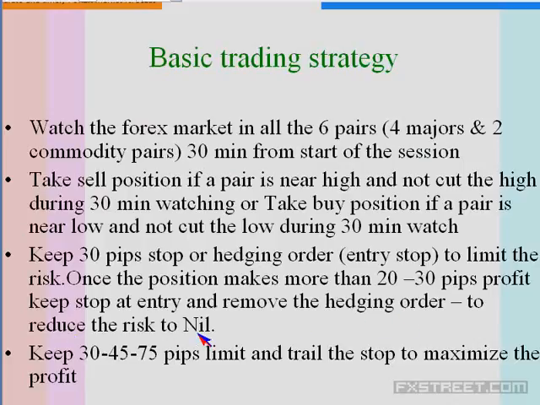Once the position makes profit, you have to keep the stop at entry so that your risk is minimized to nil. And keep about a 30, 45 or 75 pip limit, so that when the market moves in your favor, you can move away the limit, convert the stop into a trailing stop, and automatically the trailing stop might be hit or your limit might be hit by the market. And finally, you will see that the profit is assured. That is the most important thing in the basic trading strategy.